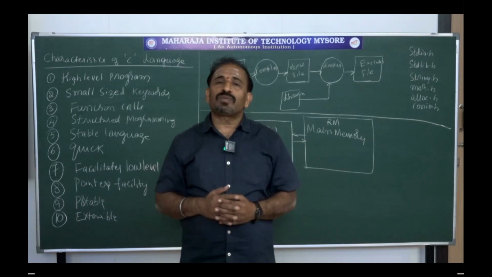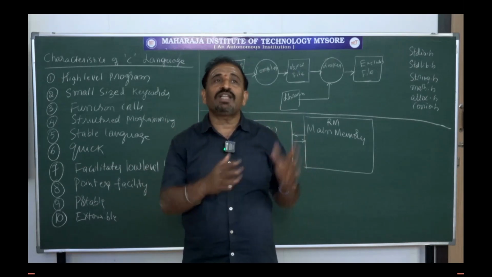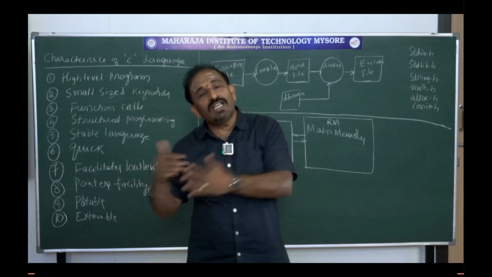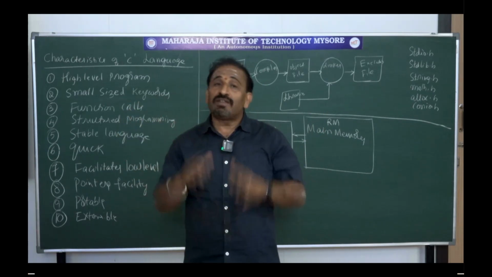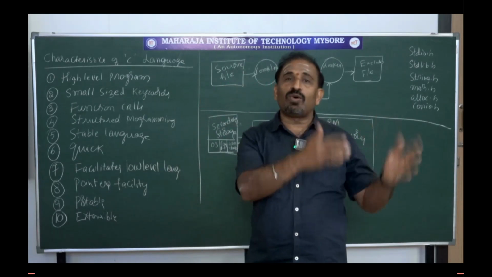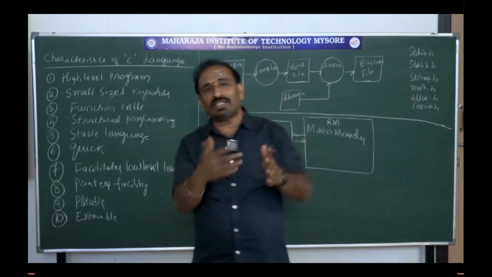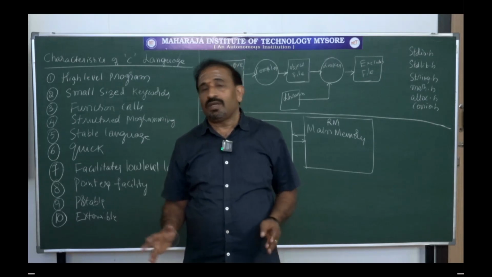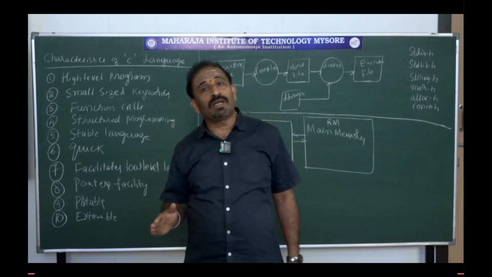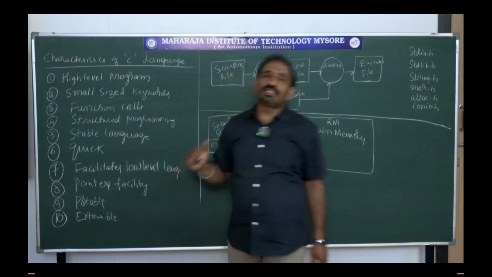This C program has got a lot of features. That is why, since 1970, 55 years, it is still being studied by you in the very first semester. The reason: other programming languages like Pascal, COBOL, Fortran, BASIC have all become extinct. More or less they are not being used. Very few people may use them. But C is still popular because of the characteristics that you can see from the C programming language.